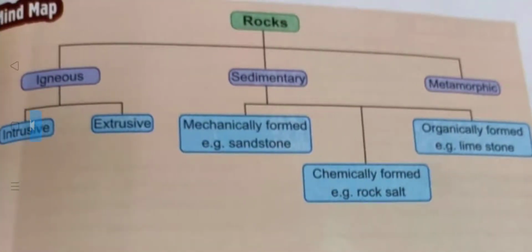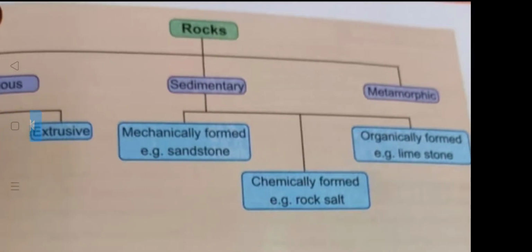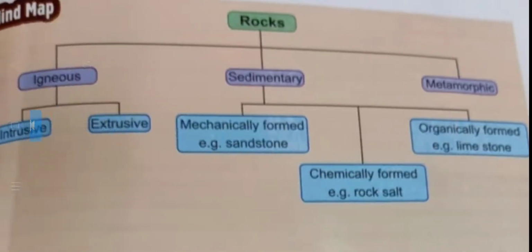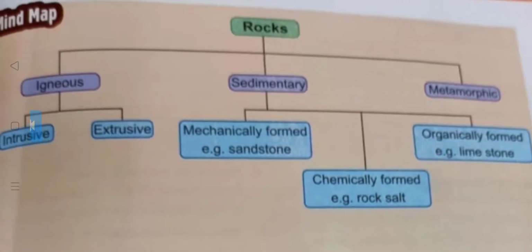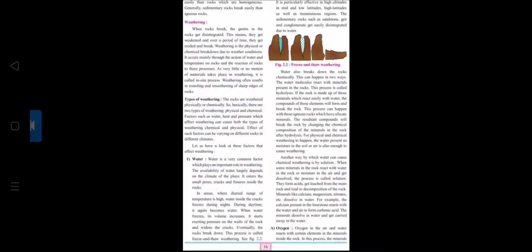Now if you look at this, we have igneous rock, sedimentary rock and metamorphic rock. We spoke about igneous rocks being intrusive and extrusive, and sedimentary rocks being mechanically formed, with sandstone as an example, or chemically formed. Metamorphic rock is organically formed. Before I move on to weathering, what is the importance of rocks?